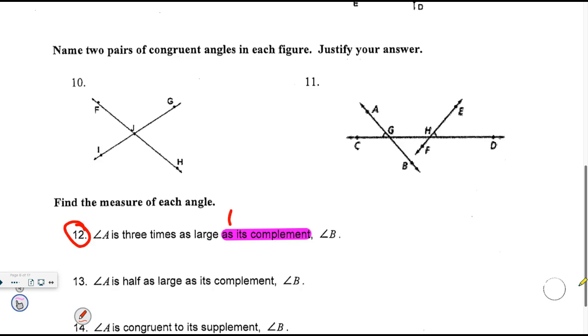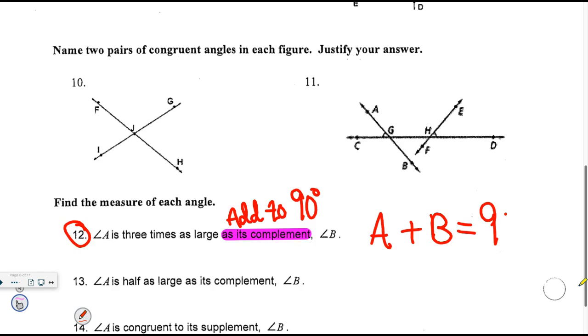So let's write, add to 90 degrees. All right, so let's go down here. We've got 2 angles, angle A and angle B. They have to add up to 90 degrees. So I'm going to go like this. A and B have to equal 90 degrees because they're complementary, and that's what it means.